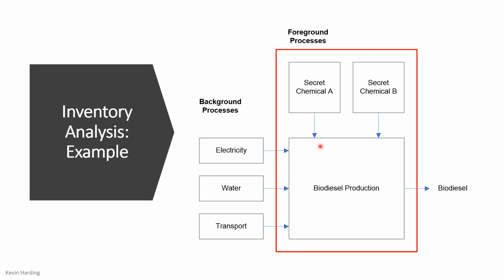So biodiesel is not in the database, so we would have to go and produce the flow sheet and get the mass and energy balance. Secret chemical A, I'm just putting it as a secret chemical here because it's something that's not known. These two, we would have to do the mass and energy balances as well. Everything else that's an input here would be simple things like electricity, water, and transport. Those would probably be in the database. So those would be referred to as background processes.